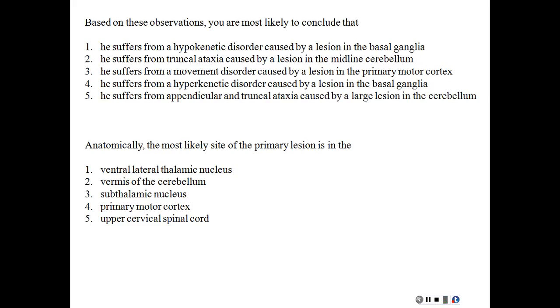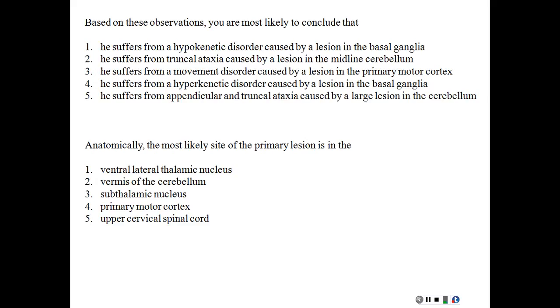No, because we'd have to have a massive lesion of the cerebellum, since we have both left and right. And ataxia is predominantly unilateral. So it sounds like a hyperkinetic disorder to me. Anatomically, the most likely site? Now, look at this. You've already said it's coming from here. So how does this link to that? So the primary lesion would be the ventrolateral thalamus? No. Vermis of the cerebellum, we ruled out ataxia.